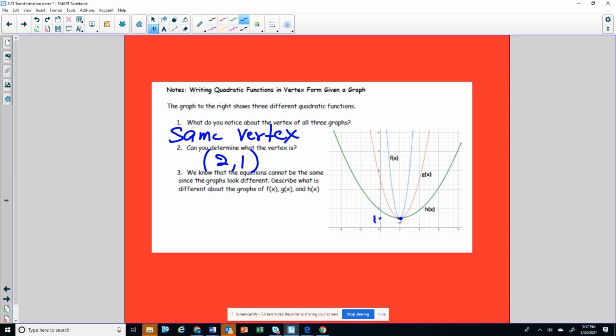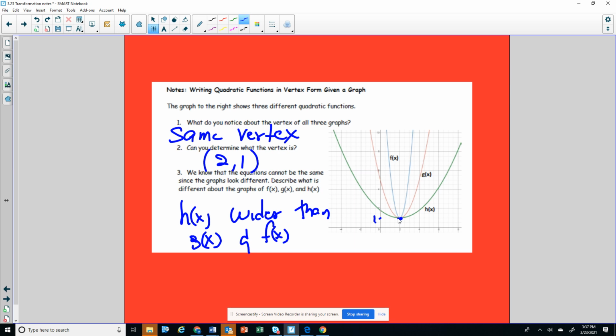Describe what is different about the graphs. What is different is that I would say h of x is wider than g of x and f of x. So if you look at it, as you go from the green graph to the blue to the red graph, it gets narrower, and the blue graph, which is f of x, gets narrower. Okay. So that's one way of looking at it.